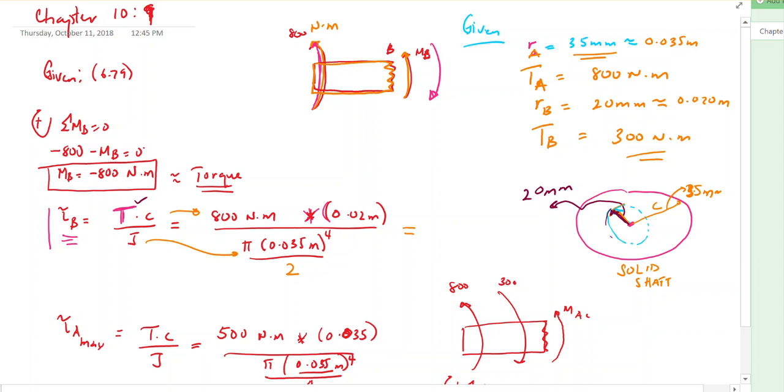Does that make sense, Mr. J? Yeah. Okay, so that's where this number comes from. But when you want to find your overall polar moment of inertia, you have to take it for the whole shaft, because it's not a hollow piece. It's only one solid piece.